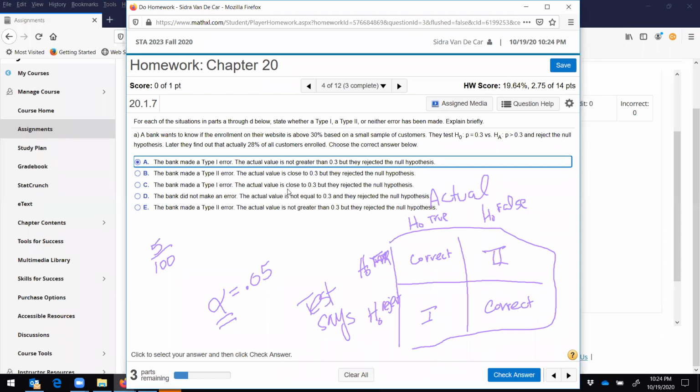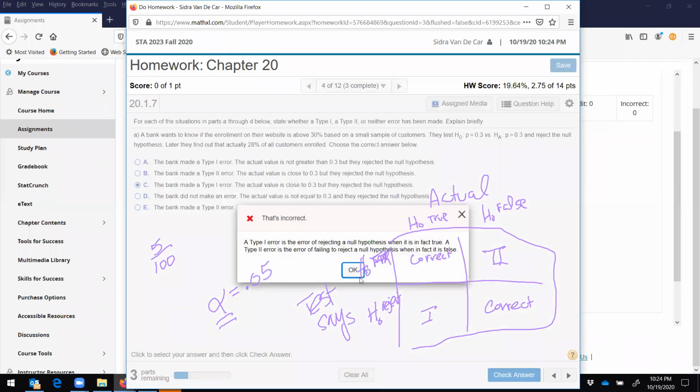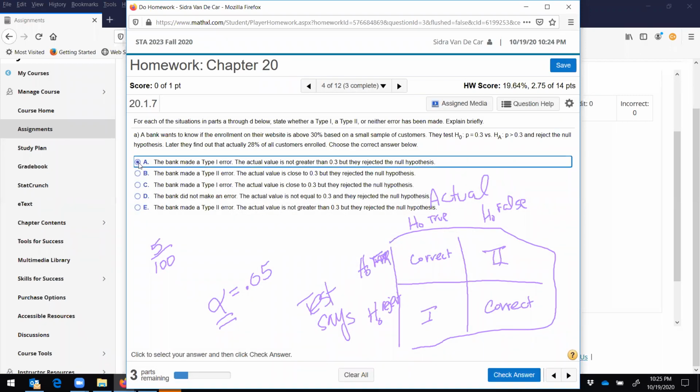So close to 0.3. Let's see. We're going between not greater than 0.3 or actual value is close to 0.3, but they rejected the null. Okay, so it should be this one. The first one we said, I wasn't sure whether they wanted the value is close to 0.3 or whether it's not greater than, but it's the opposite of this statement here, so it's not greater than.